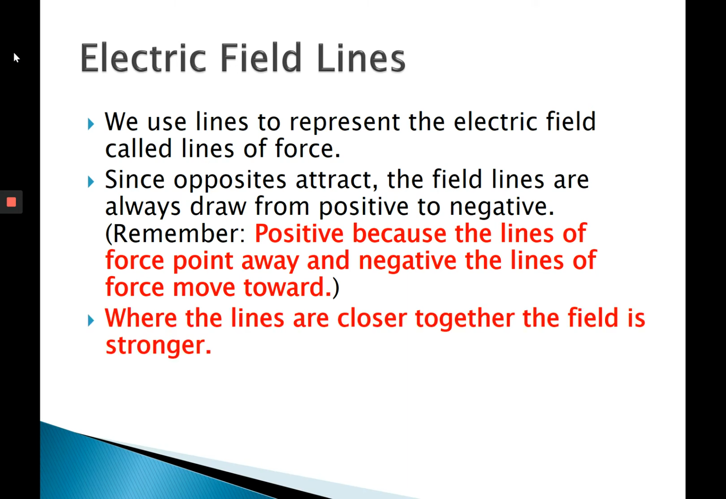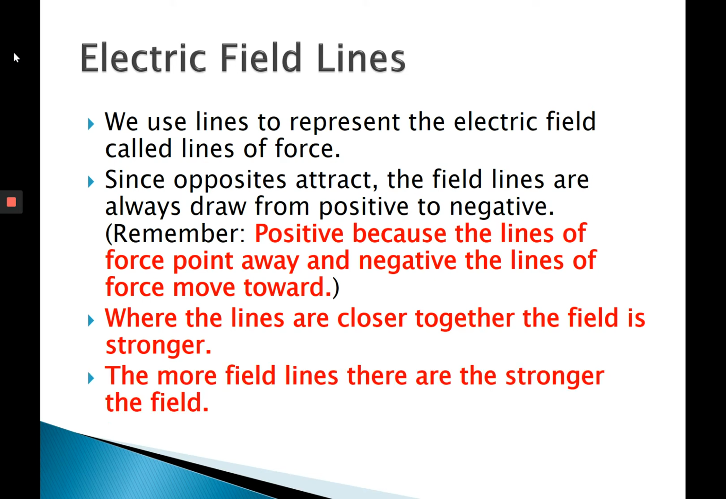It's also really important that we understand that since field lines are lines of force, the closer together those lines are, the stronger that force is going to be, and therefore the stronger the field is going to be. Also, the more field lines there are, the stronger that force is going to be as well. So the closer the lines are together, the stronger. The more field lines, the stronger. And they go out from the positive and into the negative. These are really key points in understanding and answering questions you're going to be asked about field lines.